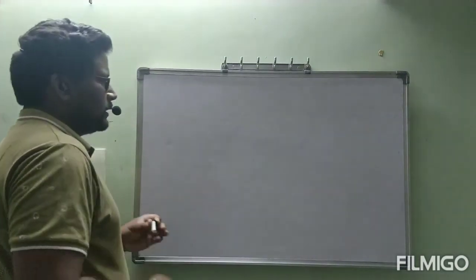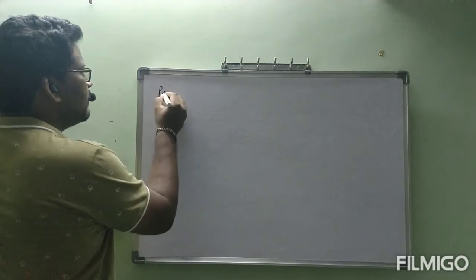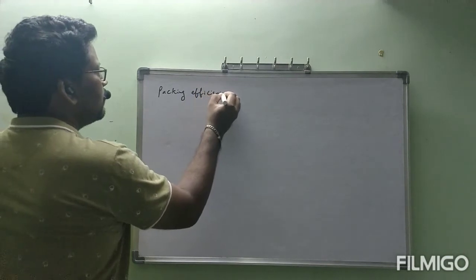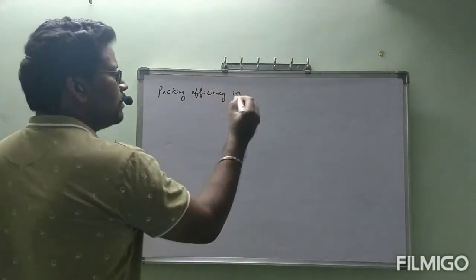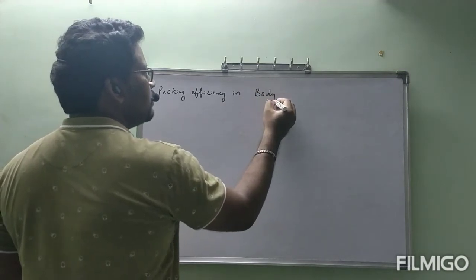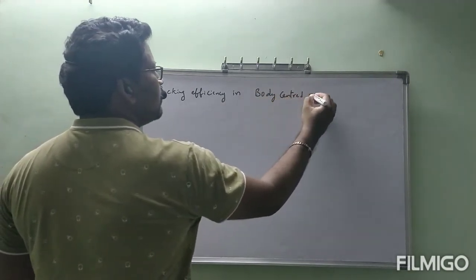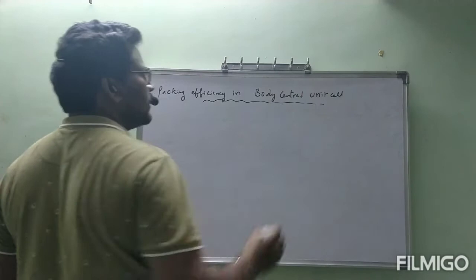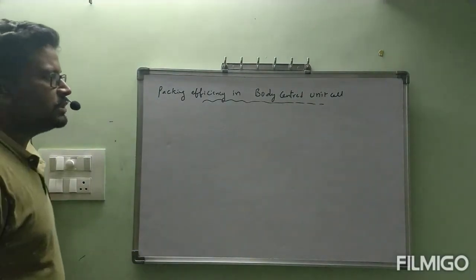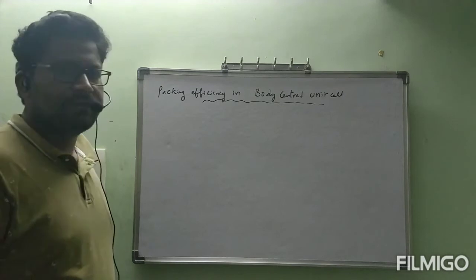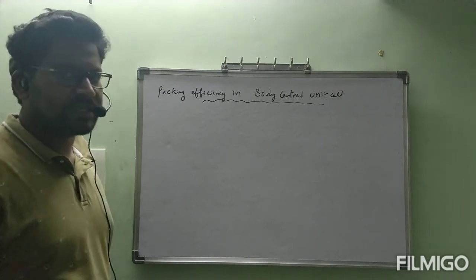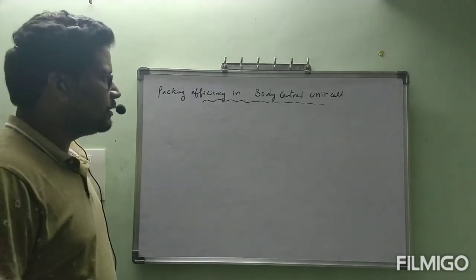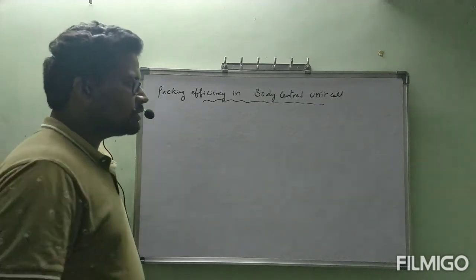Now, the next thing is packing efficiency in the body-centered unit cell. Before directly calculating the packing efficiency, we will first go to the packing fraction. After getting that packing fraction, we will multiply by 100, then we will get the packing efficiency. First, what is that body-centered unit cell? Let us draw one diagram.